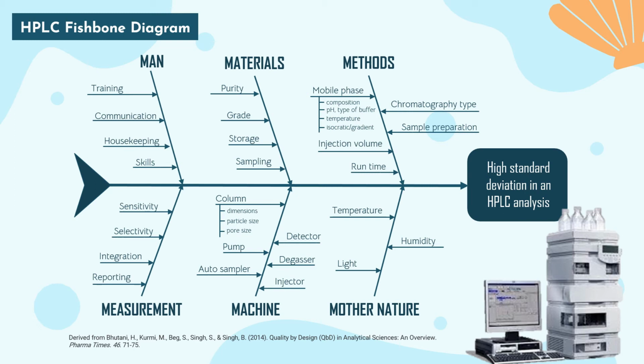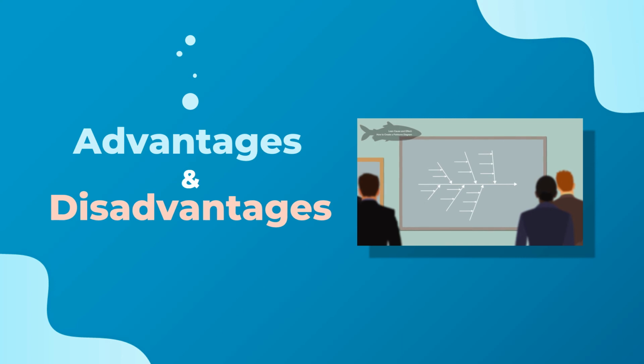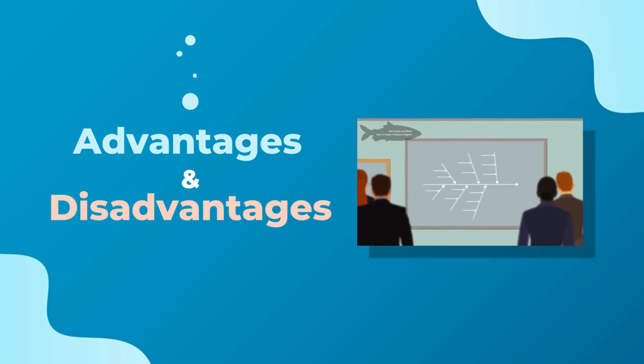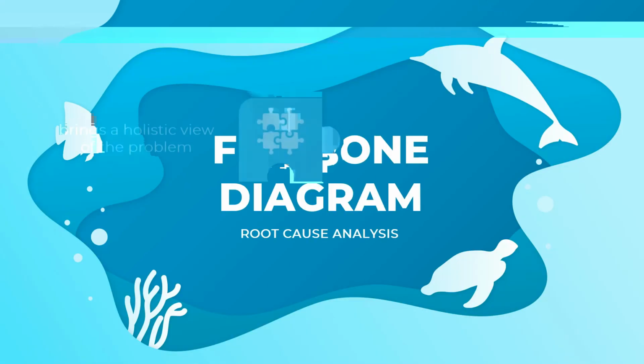But for the other categories like man, which is controllable by management and supervision, and uncontrollable factors like in Mother Nature, these categories can be assessed without experimentation. Now we'll discuss the advantages and disadvantages of using a fishbone diagram. The main advantage of fishbone diagram is that it helps us bring a holistic view of the problem.